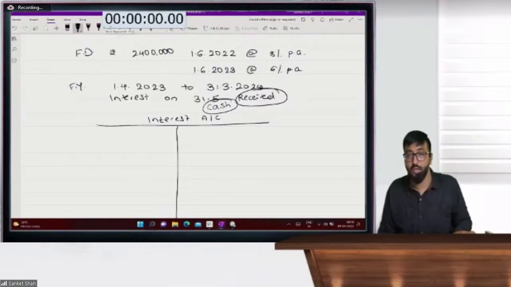I want the full interest account. Riya Jaiswal, you are on the right track, but you answered only the P&L item. I want the full interest account.